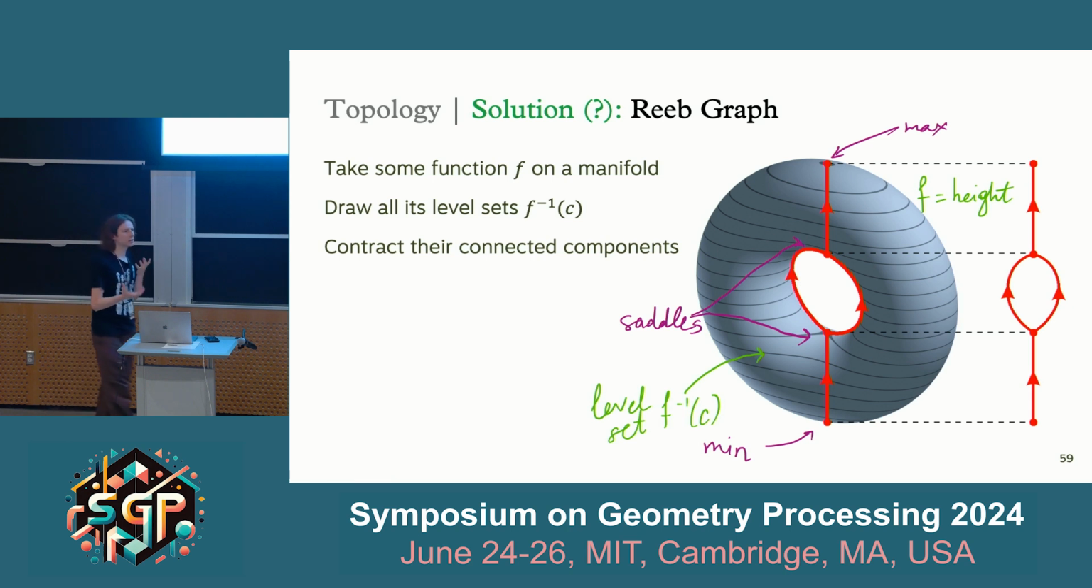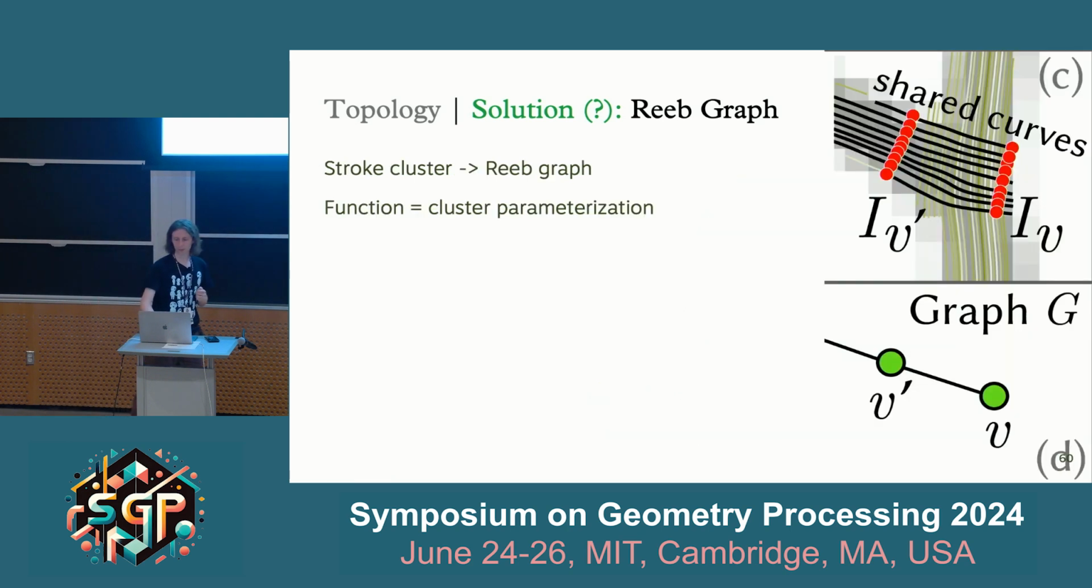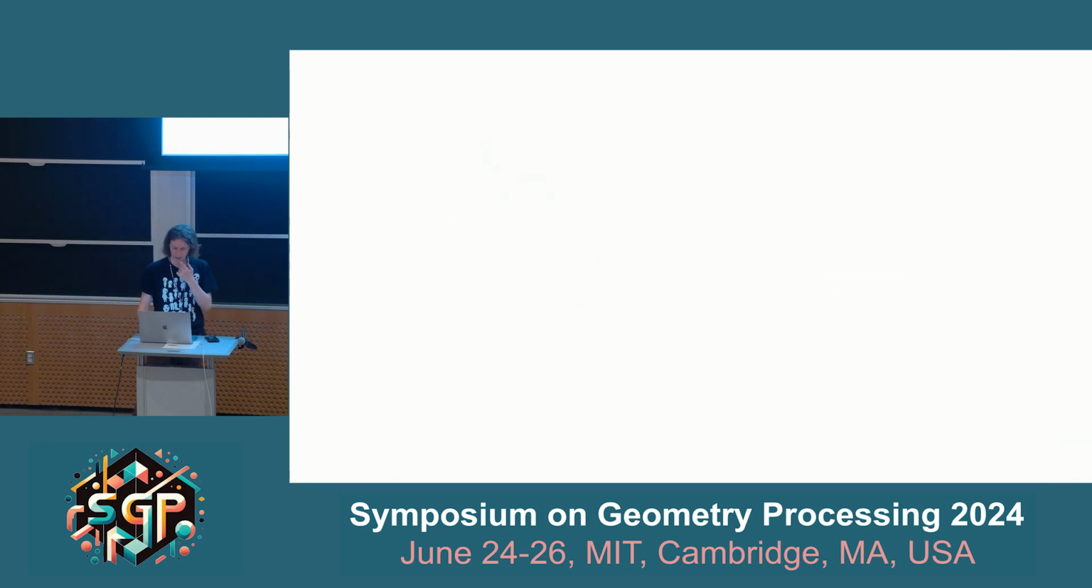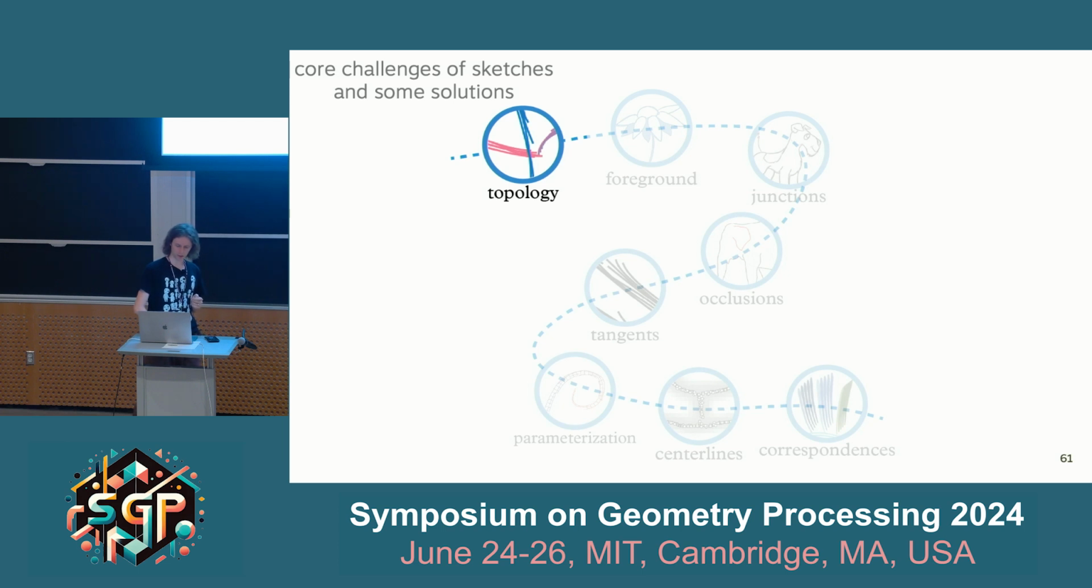You can apply it to study the topology of lots of shapes, but in particular, it's used in quite a few vectorization algorithms. When you have a cluster of strokes, you can think of contracting each little isoline into a single vertex of a graph. So this forms the ReebGraph of a stroke, or the ReebGraph of vectorization in general. So this is one idea. All right, so much for topology.